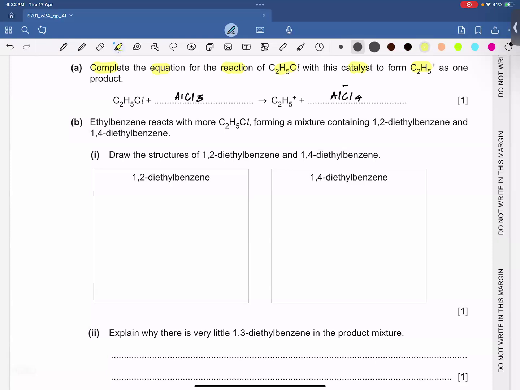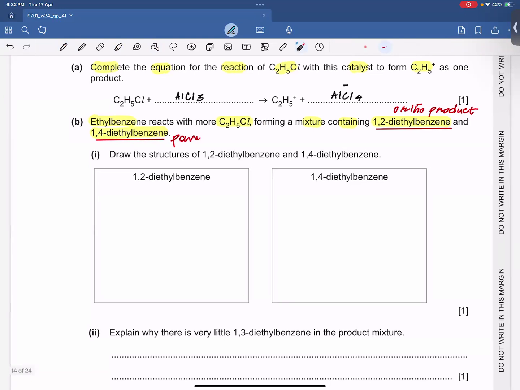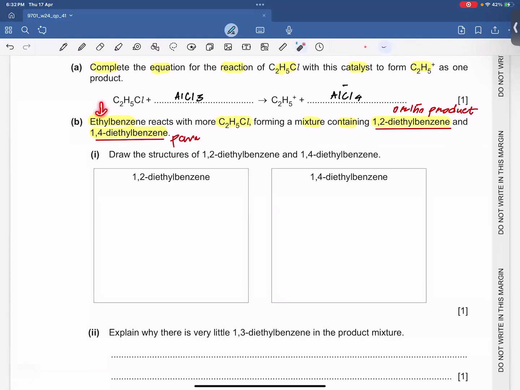Draw the structure. Ethyl benzene reacts with chloroethane, forming a mixture containing 1,2-diethyl benzene and 1,4-diethyl benzene. Basically, this is going to be the ortho product and this is going to be the para product. Why are we getting 2 different products? Because ethyl group is an ortho para directing group, so it increases the electronic density on both ortho and para position. So I'll get 2 different structures here.